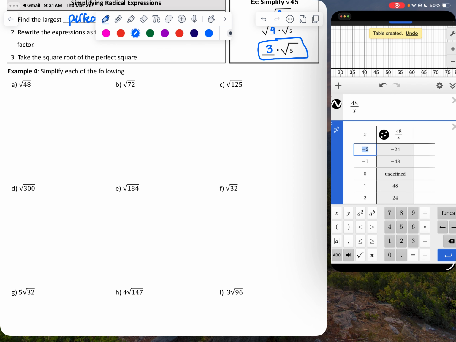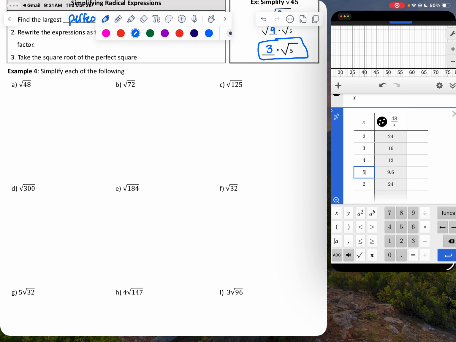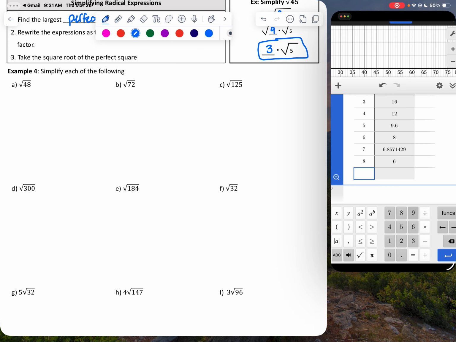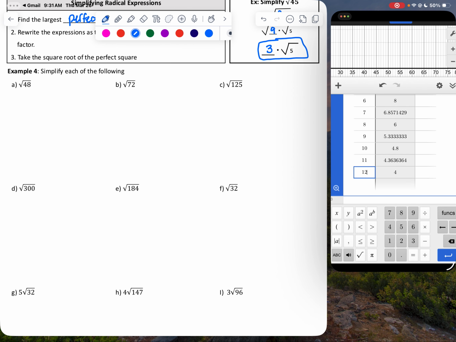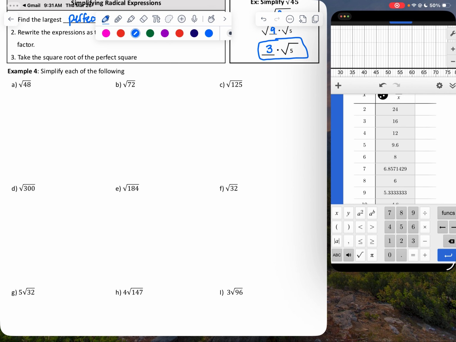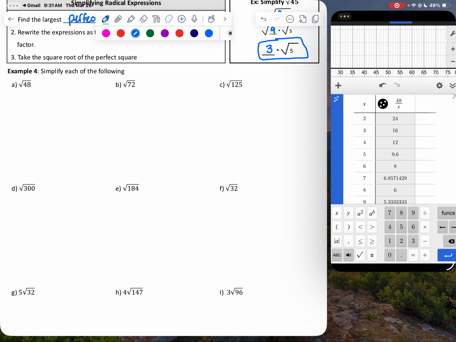All right, now we don't need negatives here because we're going to start with 2, and then I'm going to go up 2, 3, 4, 5, 6, 7, 8, 9, 10. I'm just going to go, I think, to 15, 13, 14, 15. All right, now what you do now is everything that's not a decimal is a factor of 48. So you're going to list those here.